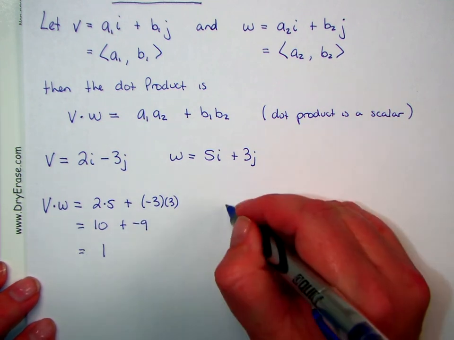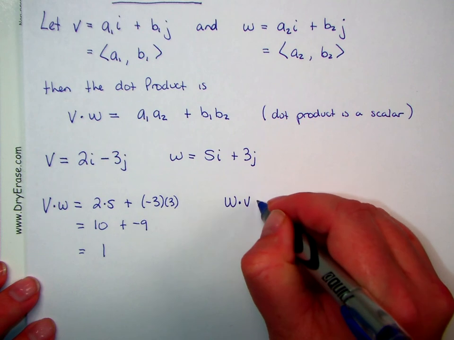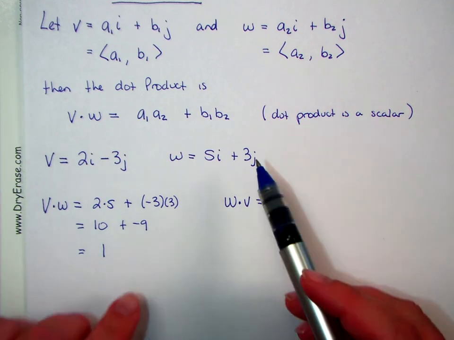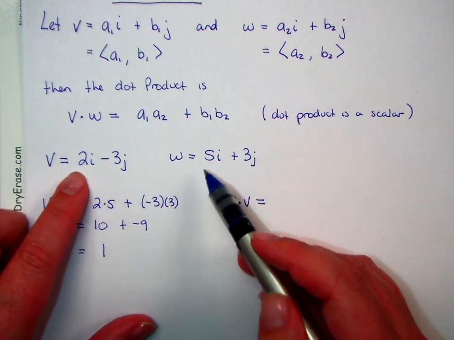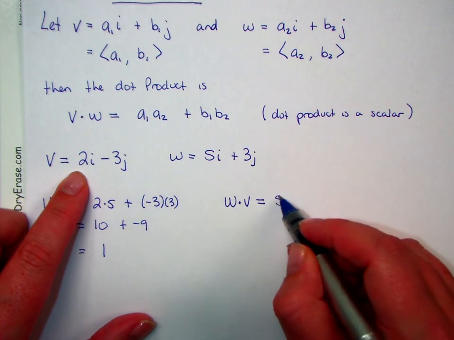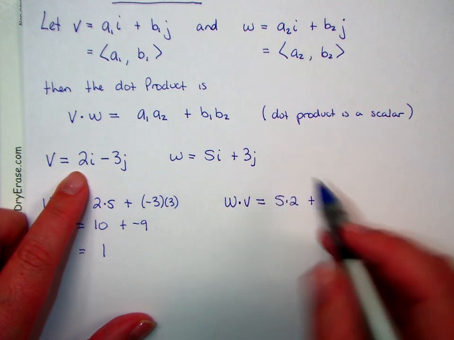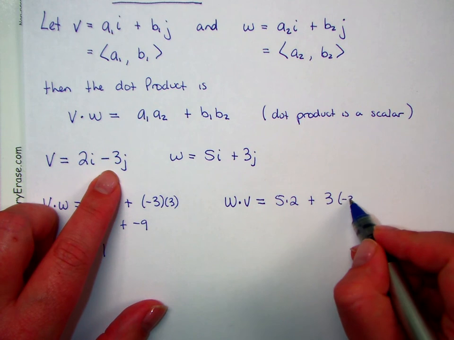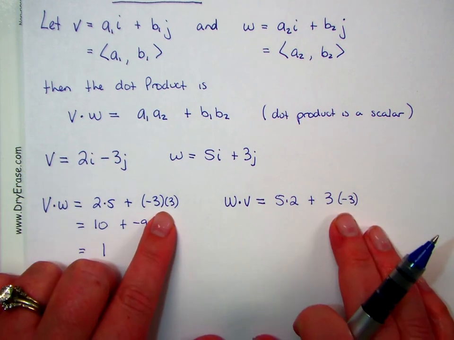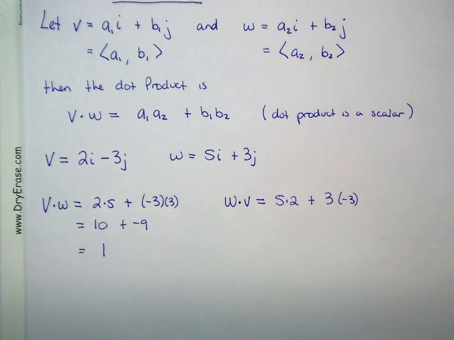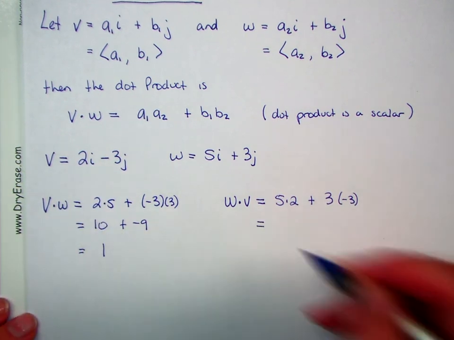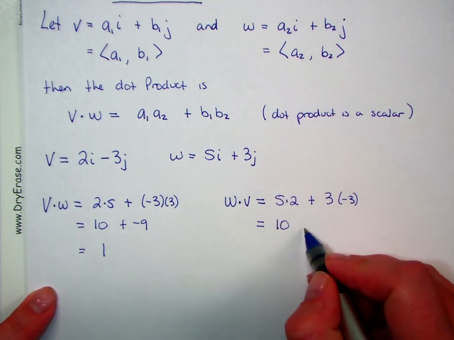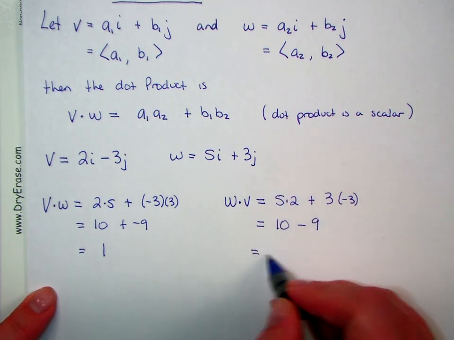Now, what happens if we do w dot v? Mathematically, we're just doing the same mathematics. The first one's going to have 5 times 2 multiplied together. The second one's going to do 3 times negative 3. Because multiplication is commutative and so is addition, we're always going to get the same result. So we're going to get 1 here.